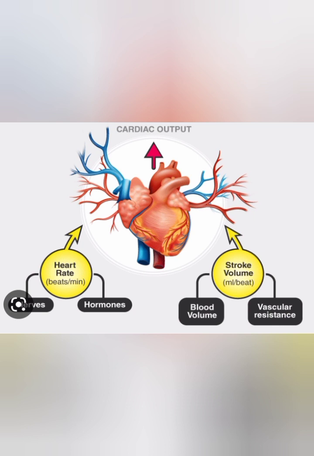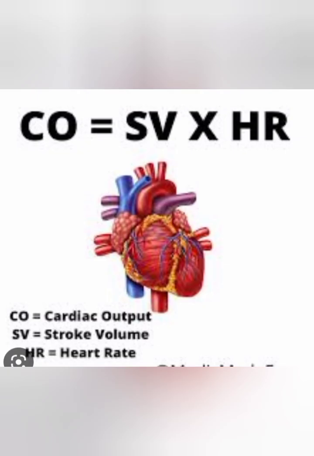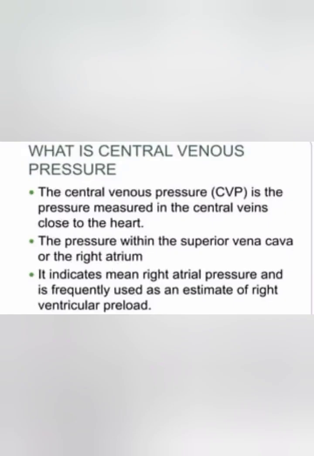Next we will discuss central venous pressure. What is central venous pressure? It is the pressure in the superior or inferior vena cava. The normal CVP is 3 to 8 mm of Hg or 0 to 15 centimeters of water.